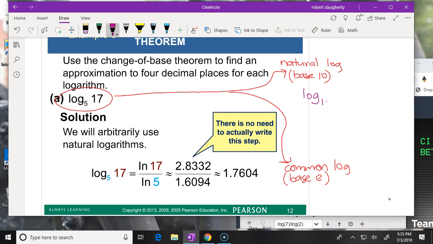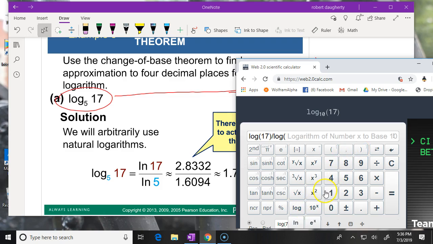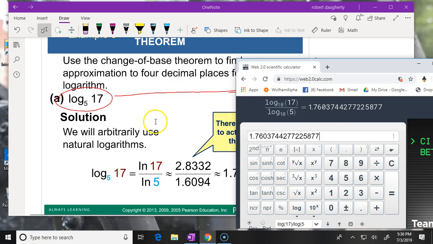So to change it to base 10, it's the log base 10 of 17 divided by the log base 10 of that base, which is 5. So log 10 of 17 divided by the log 10 of 5. So I'll go to my calculator. So log 10 of 17, and then divided by the log 10 of 5. So log of 17 over log of 5, and that's about 1.76.